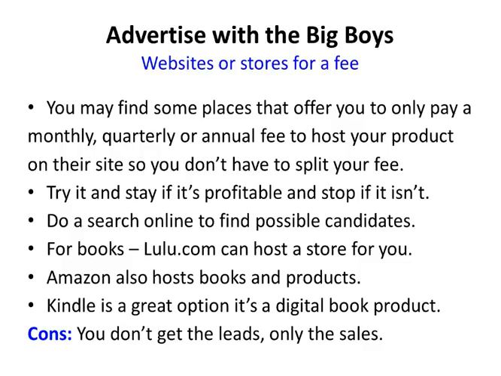Some places will just charge you a monthly fee and you keep all your commissions. Some of them won't charge you anything, but then they'll take a percentage. Like Amazon, for instance, takes a low percentage, but they're so big they can do that. But what I say, if you find some places that will host your products, again, if you can get in 2 stores or 5 stores or 10 stores, it's a lot better than 1. Try it and stay if it's profitable, and stop if it isn't. Especially if you're getting charged monthly. If it's not making enough money to pay for it, then don't do it. So do a search online to find if there's possible candidates.